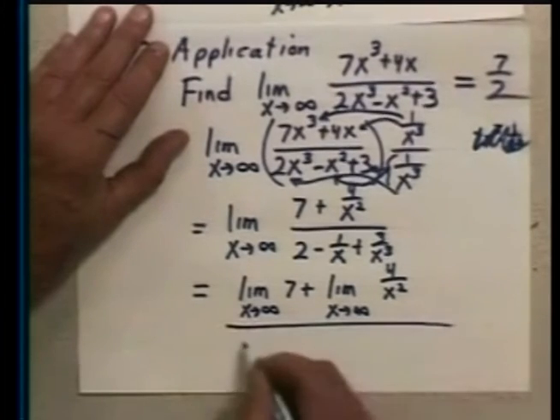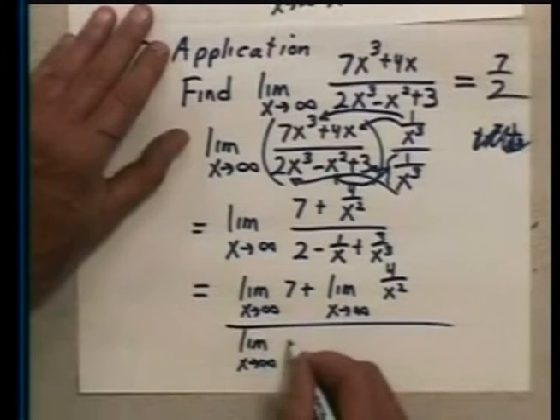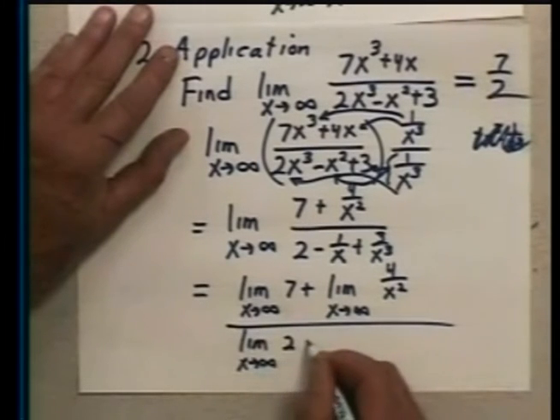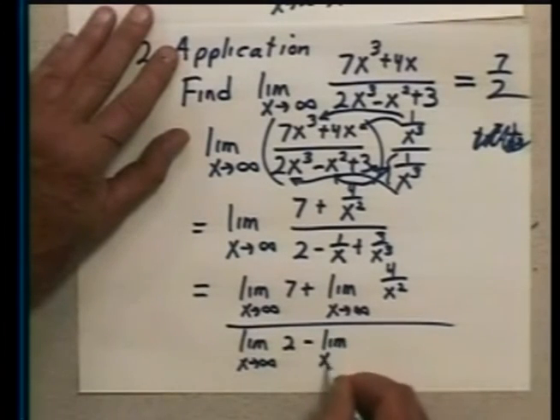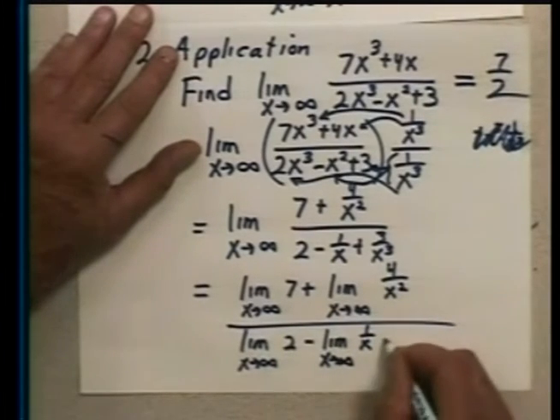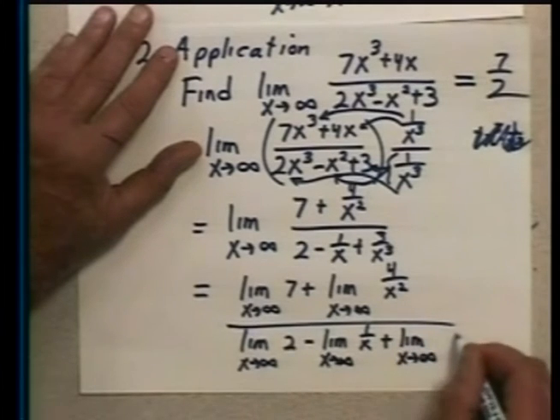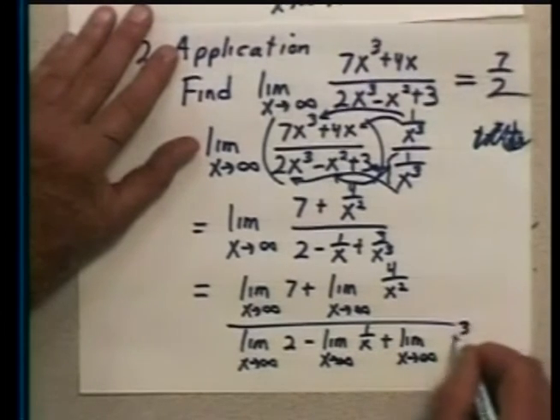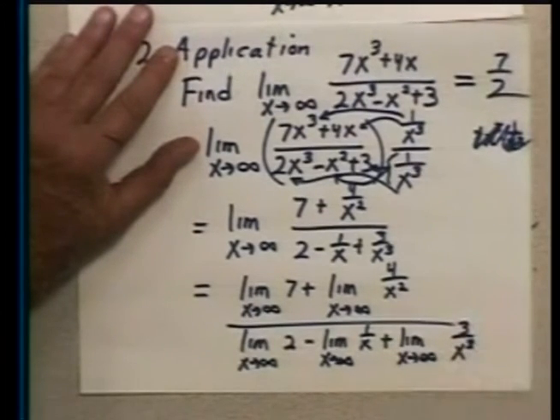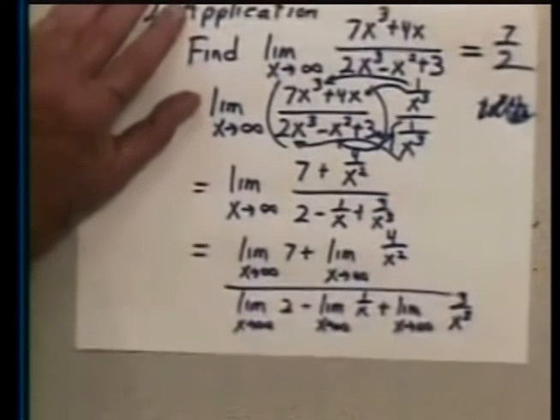over the limit as x approaches infinity of 2 minus the limit as x approaches infinity of 1 over x plus the limit as x approaches infinity of 3 over x cubed. Okay? So by applying different limit properties, I can get to that point very easily.